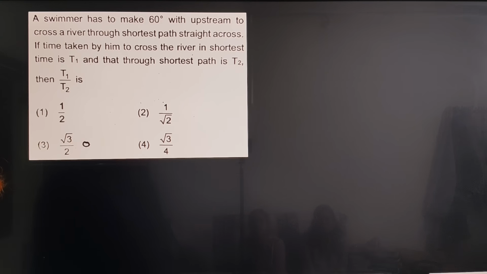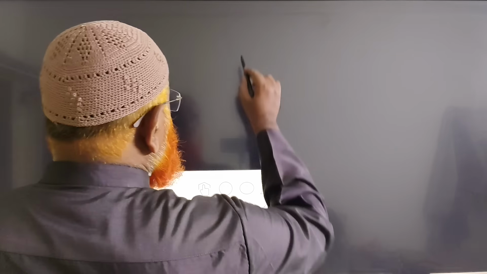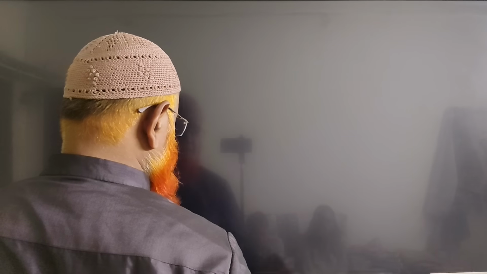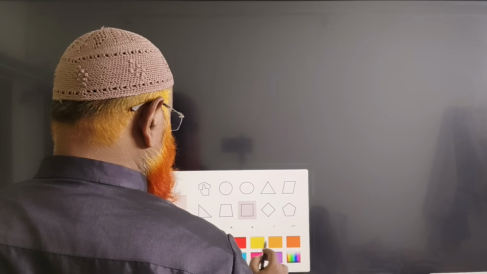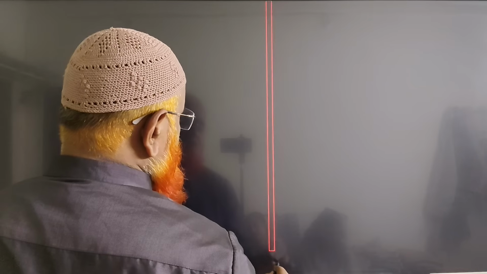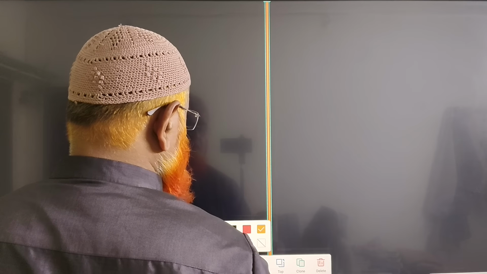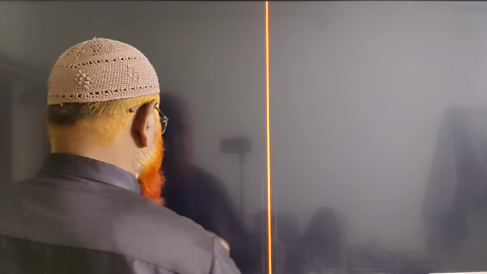Here, swimmer. Yesterday we discussed the swimmer case, swimming case, or boat and river case. Let me give a small idea today also, because we have discussed shortest time. Yesterday we discussed, I think, shortest path. Now we have discussed shortest time. What is the difference between these two? Let me discuss it.